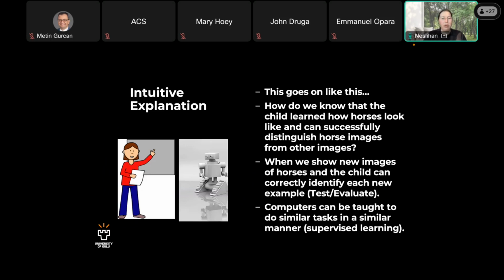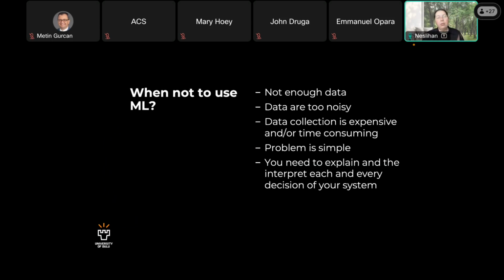So how do we know if a child learned to recognize horses? It's simple, we test him. If he can correctly identify new horse images, it shows that he can distinguish horses from other animals. Computers can do this too by looking at examples. In machine learning, this is called supervision, and I will be mainly talking about supervised machine learning in this talk. We see many successful applications.